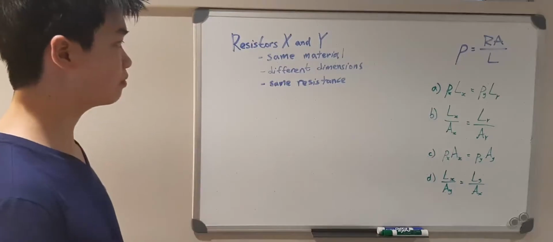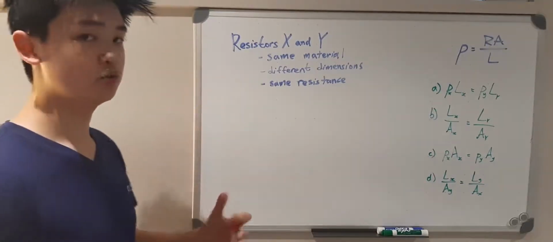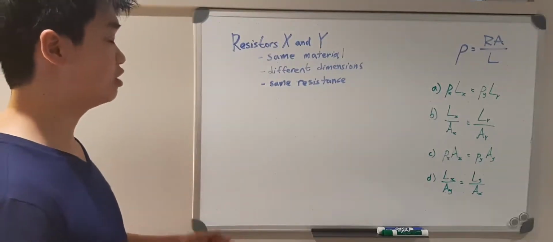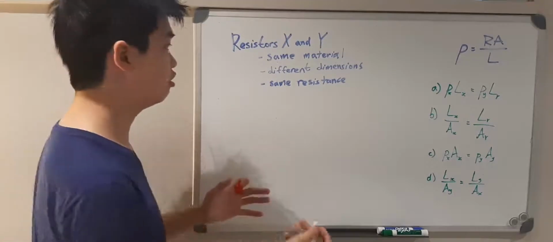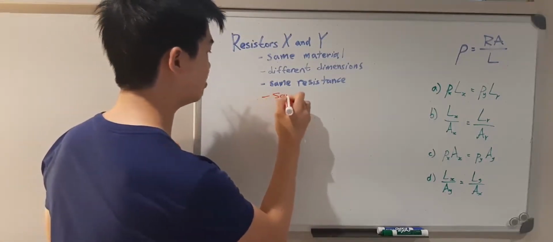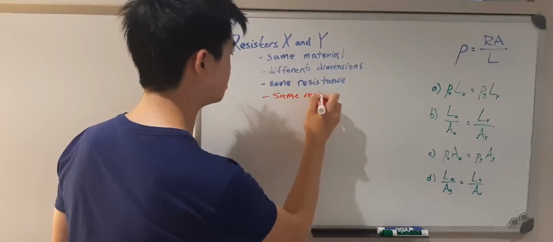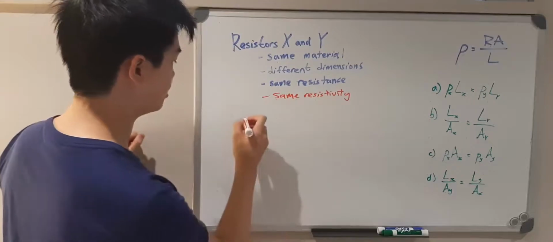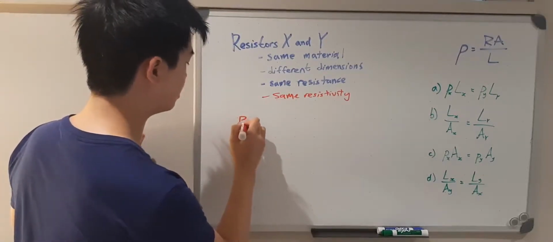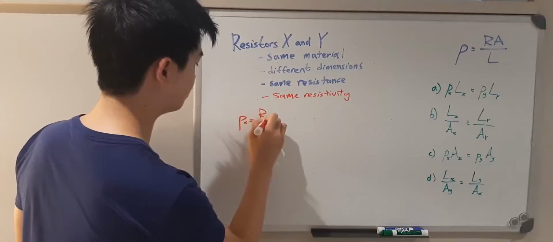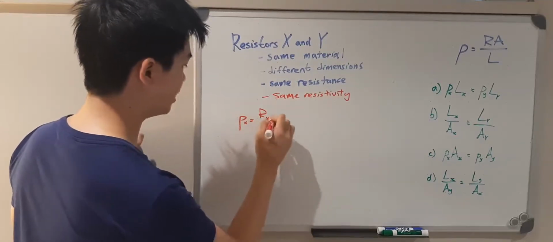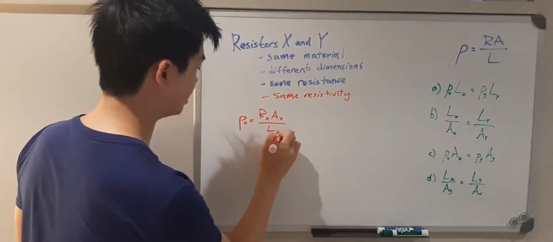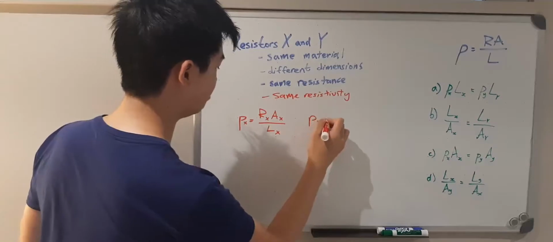this case. So same material, as we know, resistivity is based on the material of the resistor. So when we're saying the same material, we're essentially saying the same resistivity. Okay, so now we can actually set up an equation. So first we know that rho of X equals, well, the resistance of X multiplied by cross-sectional area of X over the length of X. And we know that we can do the same thing with Y.